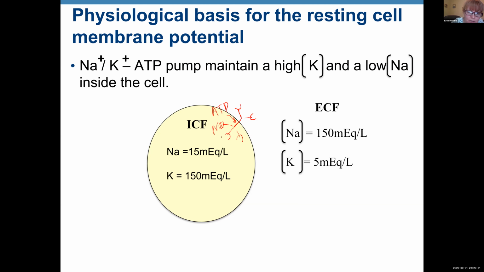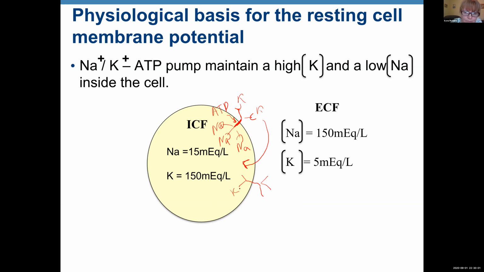It attaches 3 sodium from inside and 2 potassium from outside. And it kind of rotates. It's not that simple, but imagine that I have this protein, with sodium from inside and potassium from outside, and now it rotates. So now it's going to look like this: 1, 2, 3, 1, 2.